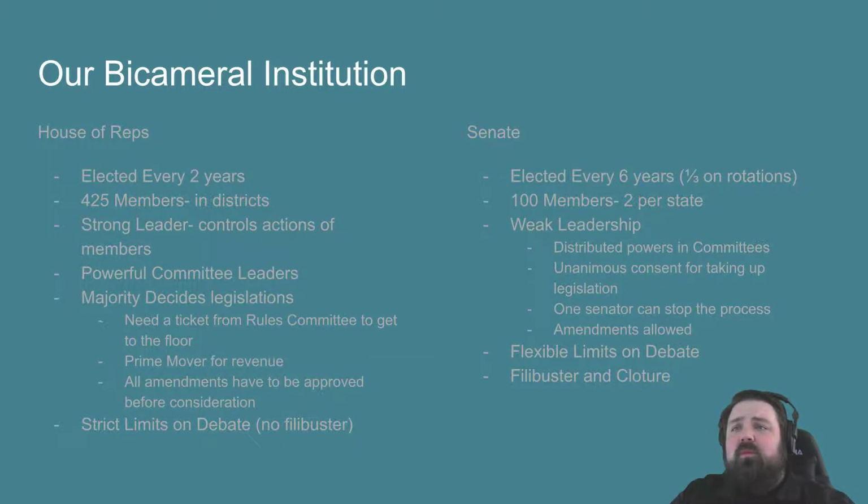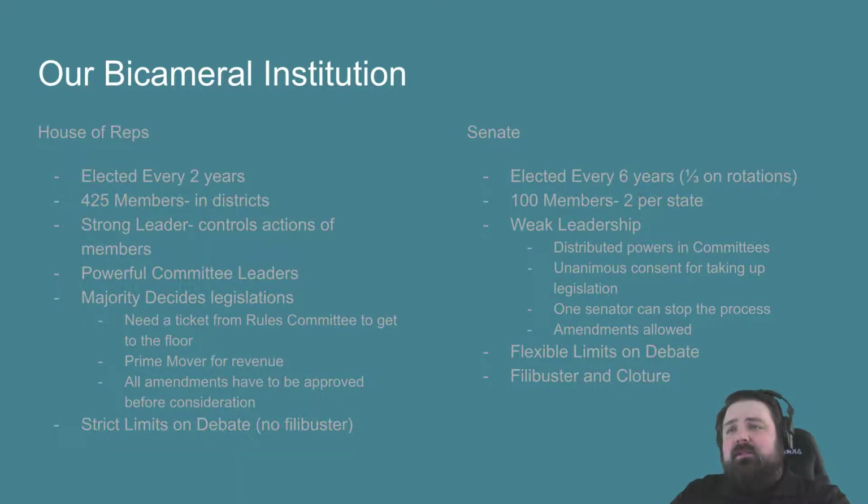So within this system, we see that amendments to bills are allowed, right? There's a lot more horse trading, politicking going on the Senate side of things. There's also a lot more flexibility on the limits of debate. You can change things on the floor. Everyone is allowed to debate these things, as opposed to a much shorter time period and closed sort of debate within the House of Representatives.